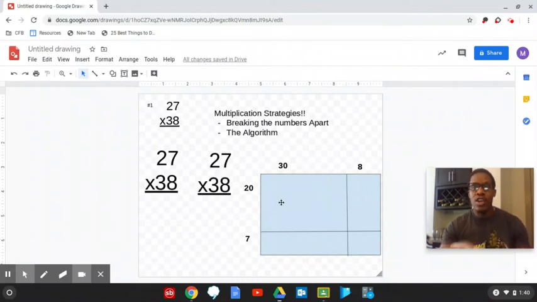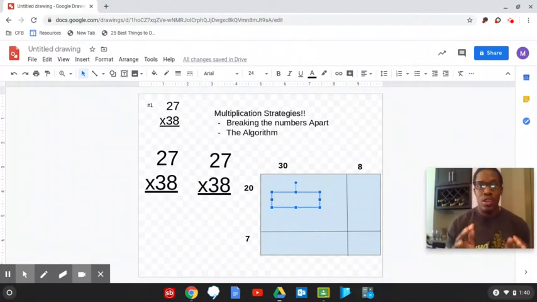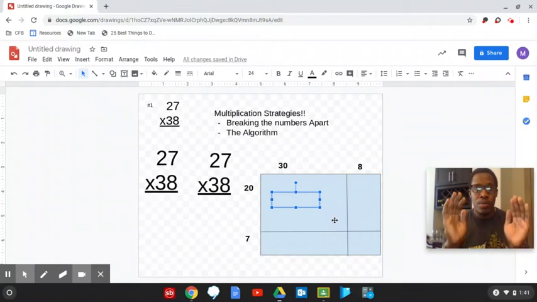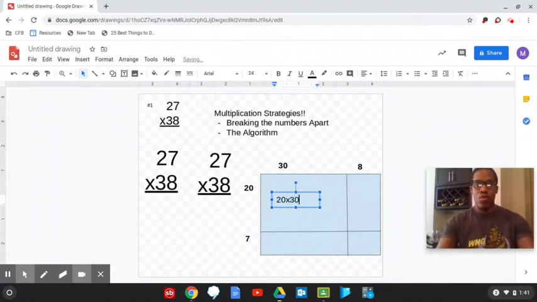Who can tell me what equation will go inside this box? Remember, when you're using the breaking the numbers apart strategy, think about it like a multiplication table. The numbers that you see outside the box, when those numbers meet in a certain quadrant, you put both of those numbers in that box. So what equation goes in this box? If you said 20 times 30, you are 100% correct. What does that equal?